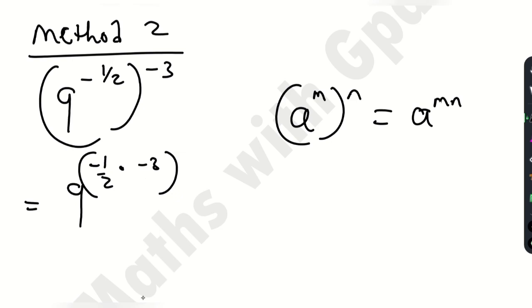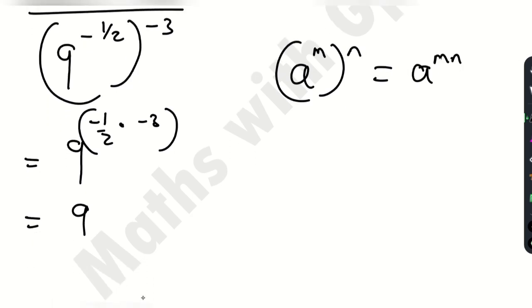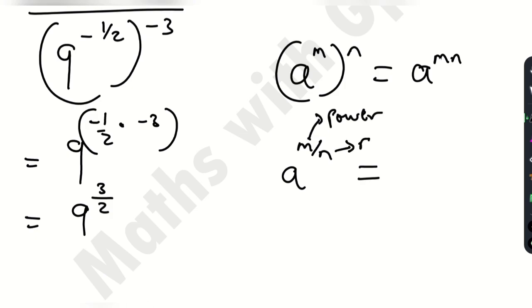So when you multiply, you're going to have this. Minus times minus is plus. And 1 times 3 is 3. So you have 3 over the denominator, which is 2. This brings us to the fractional index law again. When you have a raised to the power m over n, the m here is the power, that's the numerator, while the denominator is the root.